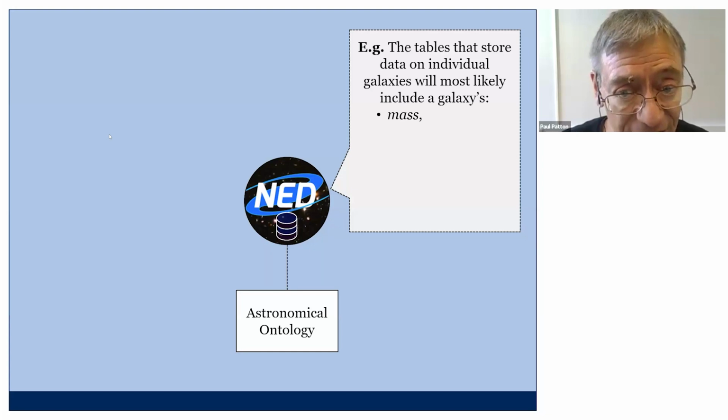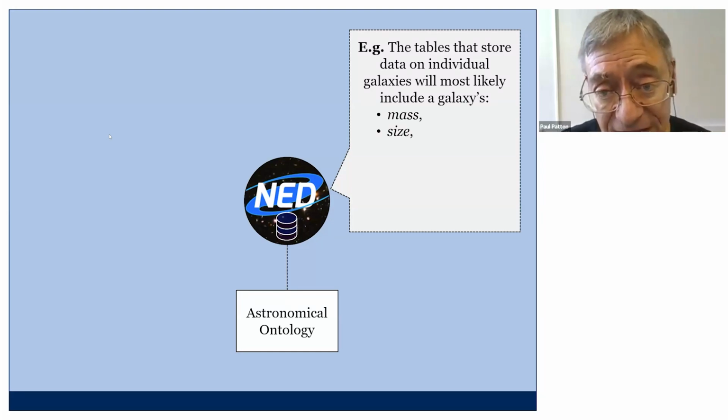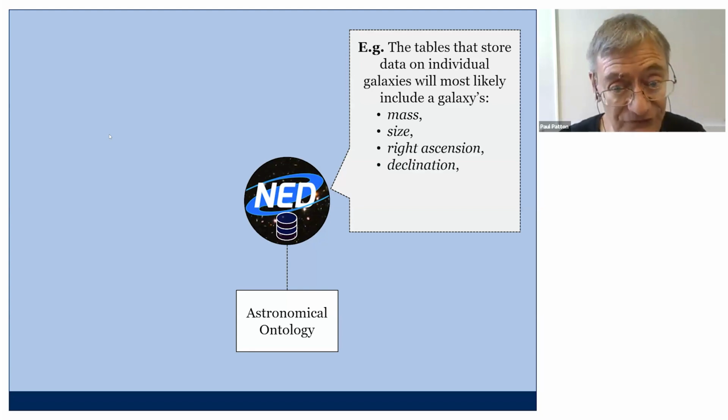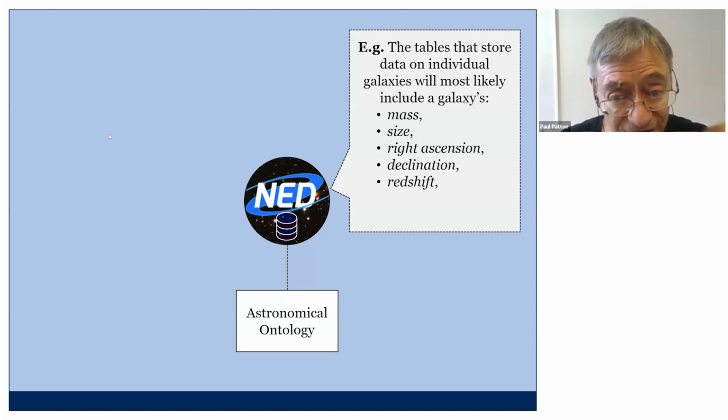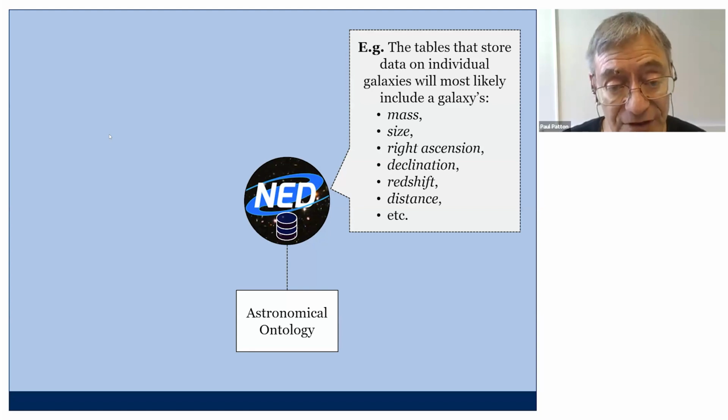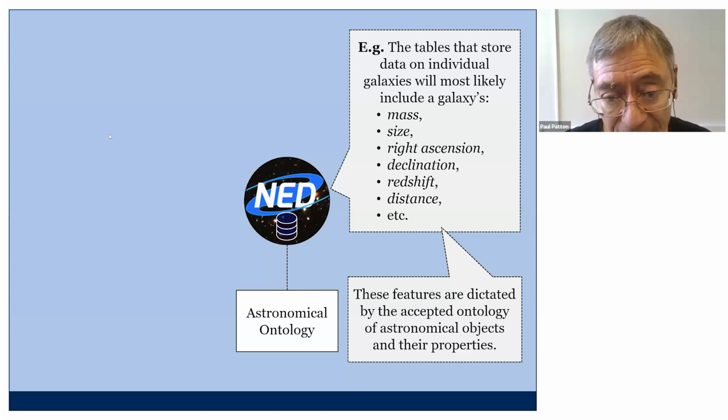Those are the mass of a galaxy, its size, either its angular size in the sky or its real size in space, its right ascension and declination, which is the location in the sky as seen from Earth, the redshift, which is the rate of recession of the galaxy as part of the expansion of the universe, the distance to the galaxy, and many other features. Okay, so these are the standard items that we pick out about galaxies to put into a standard database. Okay, the features are dictated by an accepted ontology of astronomical objects and their properties. Again, the theoretical basis for that ontology is the Big Bang theory.